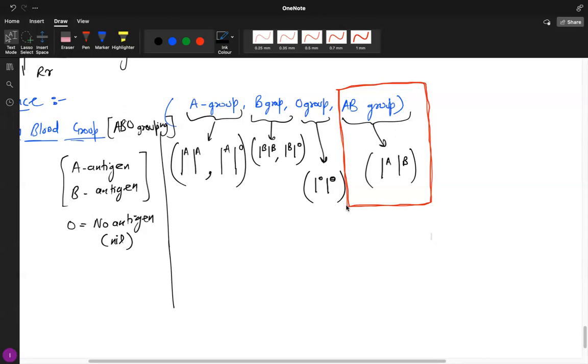The AB blood group shows codominance. Not A group, not B group, not O group. Only AB group shows codominance. Is that clear?